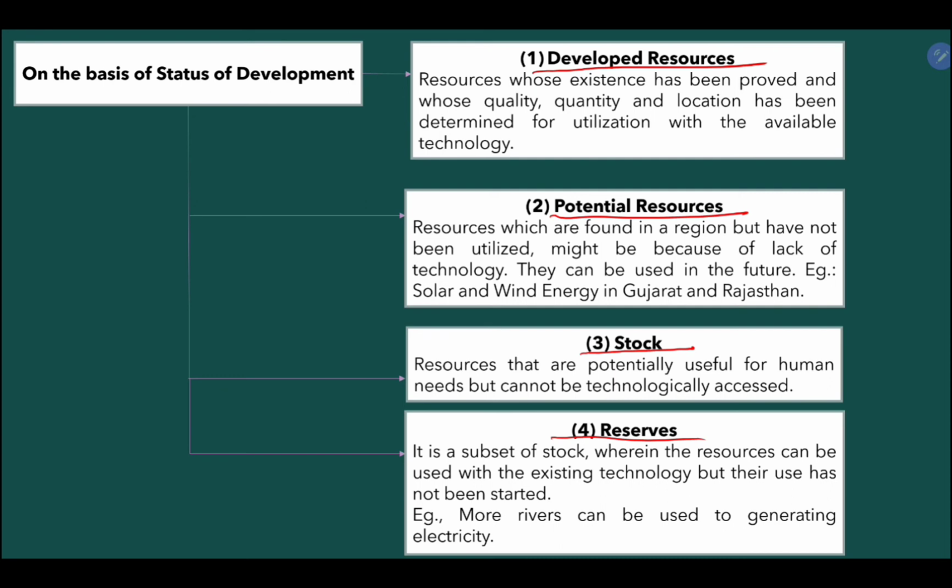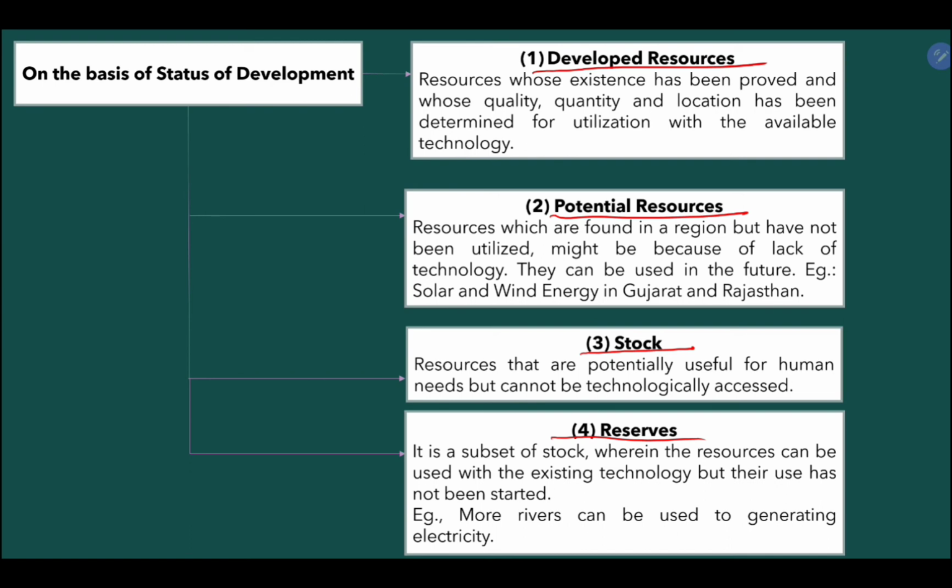Stock and resource are almost equal or combined together. But still, stock is a resource that is potentially useful for human needs, but cannot be technologically accessed. So there was a resource, but it is not accessed technologically. If we find a technological aspect in future, then it may be used by human beings. So that particular type of resource may be called stock.